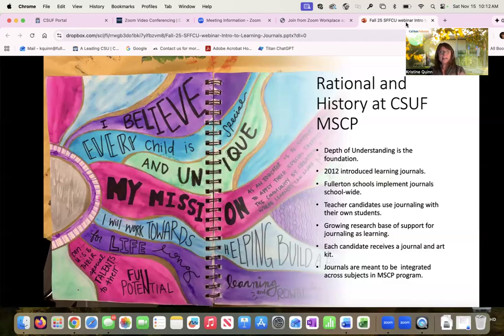So for our candidates, we believe it's so important that each candidate receives a journal and an art kit at the beginning of their program so that it is always with them and they are able at any point in time to use that processing tool. We use it across the credential program, so they use it in every class, whether that's their literacy classes, their math classes, science, social studies, and all of the other courses that they take.